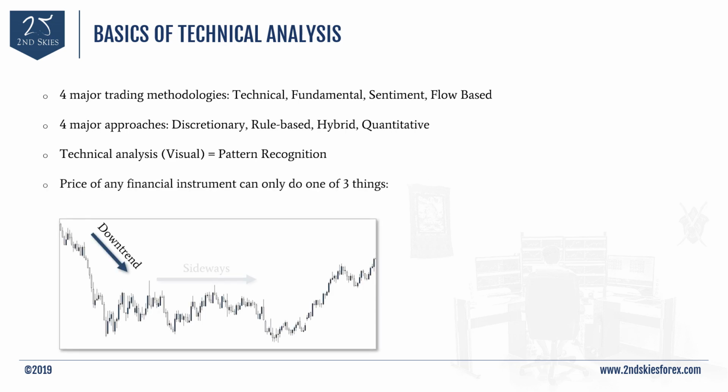If we look at the price of any financial instrument, it can only do one of three things: it can move down, it can move sideways, or it can move up. As traders, we are interested in directional moves. For us to make money as traders, price has to either move up or move down. If price doesn't move at all, we can't make any money. So we are directional traders, looking for directional moves in the market.